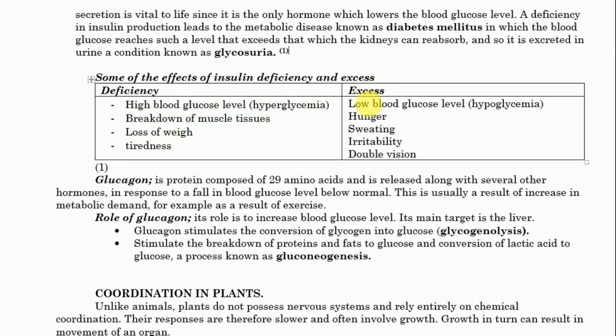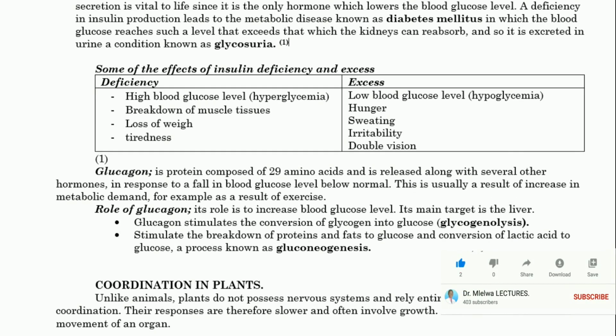And excess will lead to low blood glucose level, that is hypoglycemia. Then it will lead to hunger, you will be hungry all the time and want to eat. Then sweating, then irritability, you will be very sensitive, and double vision. So those are some of the effects of the deficiency and excess of insulin.